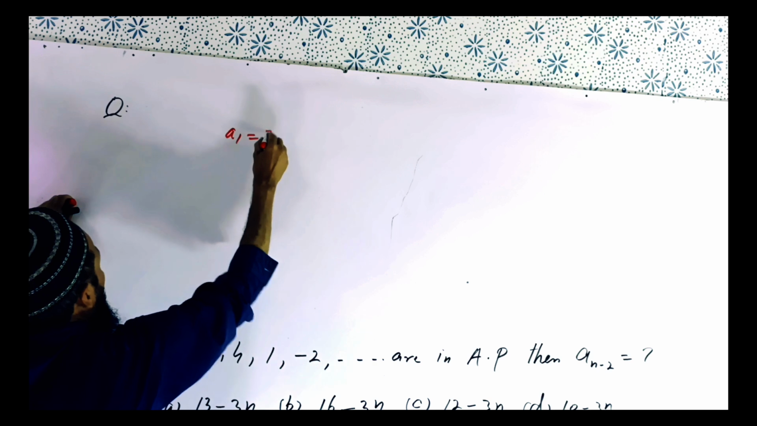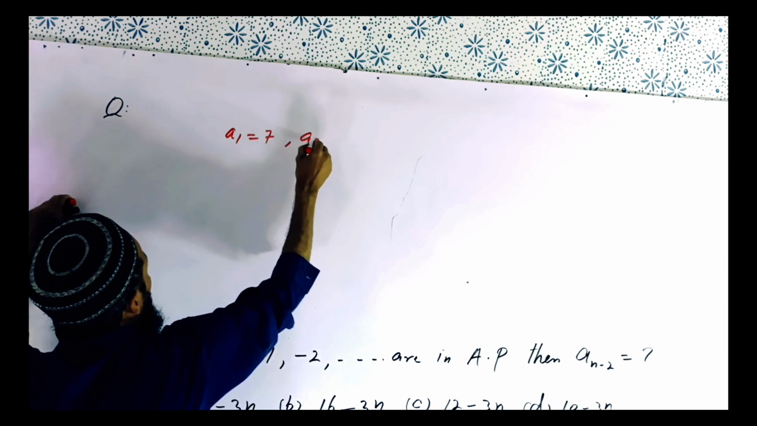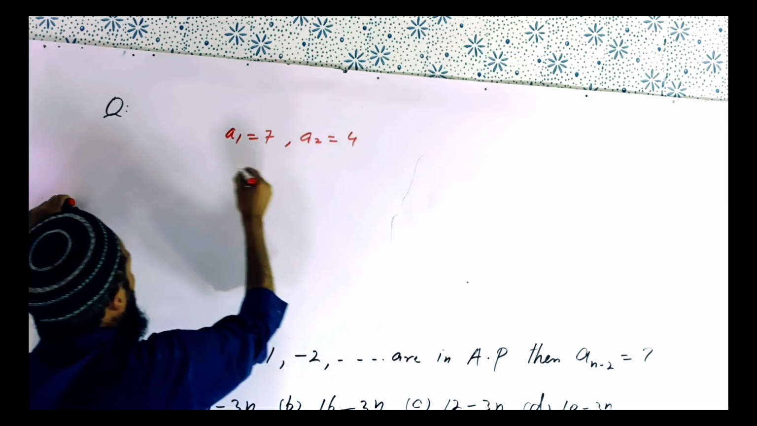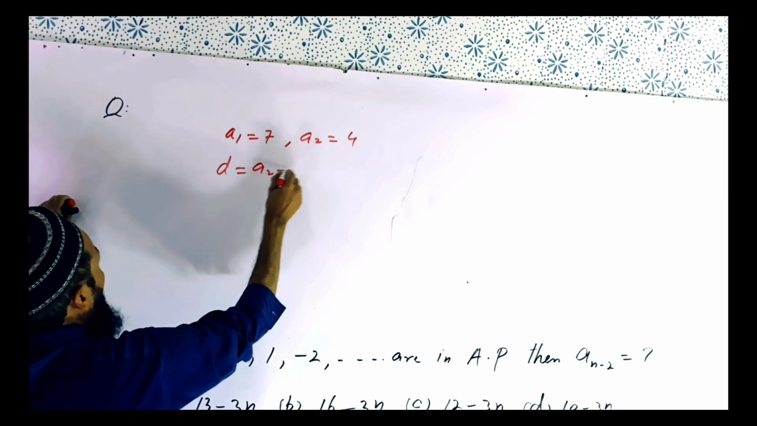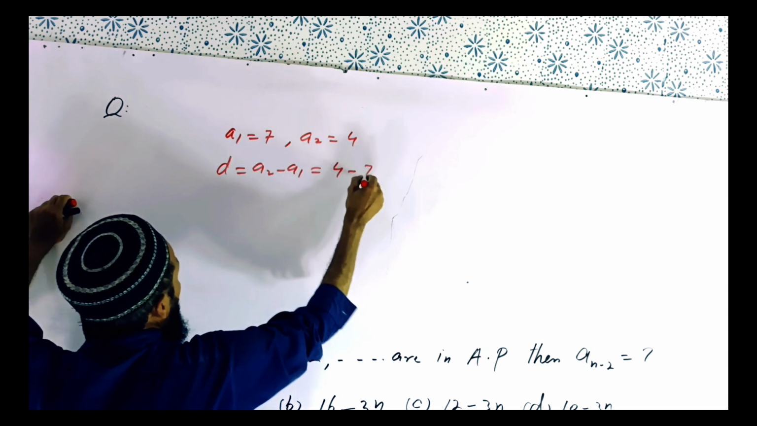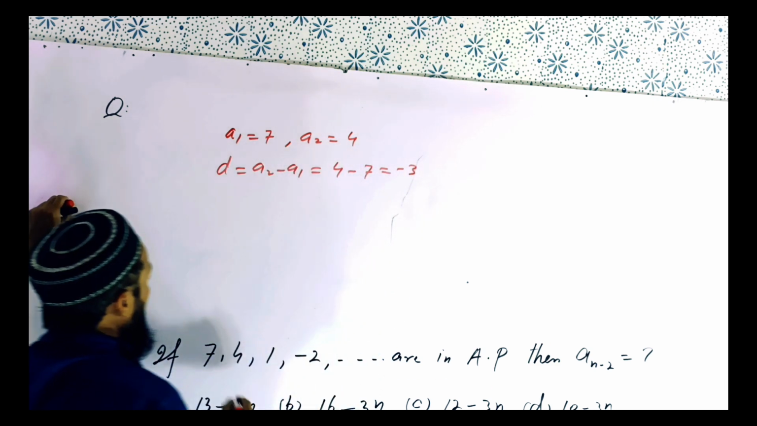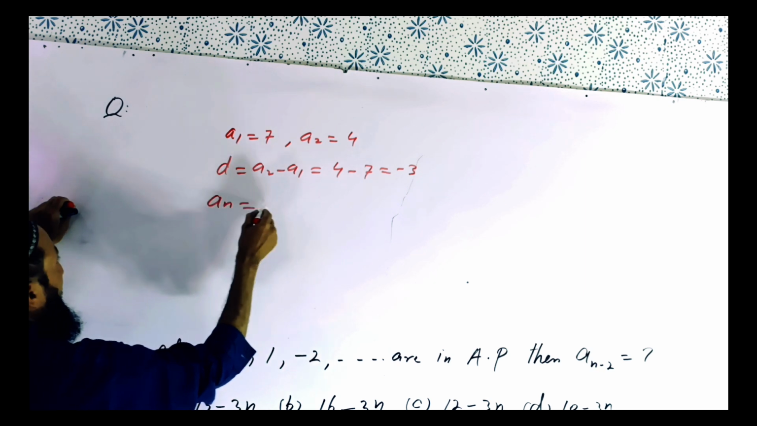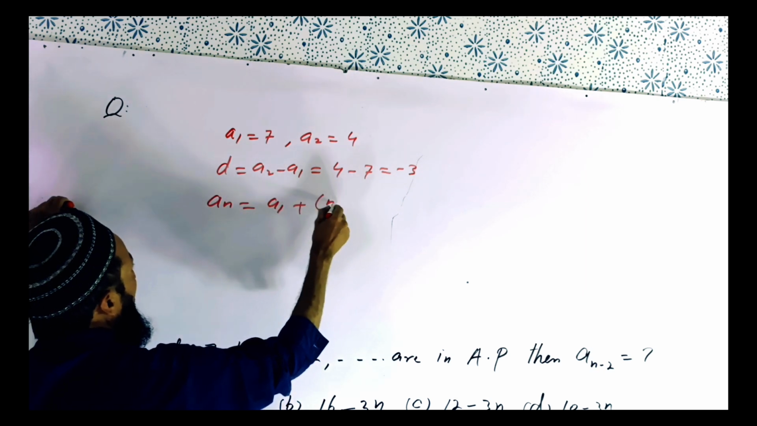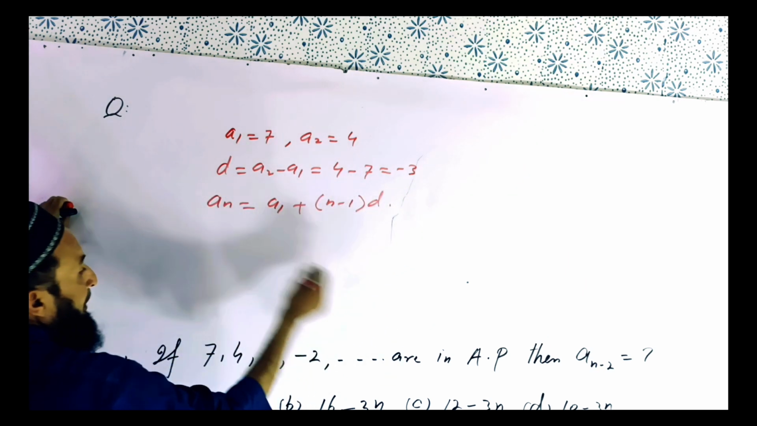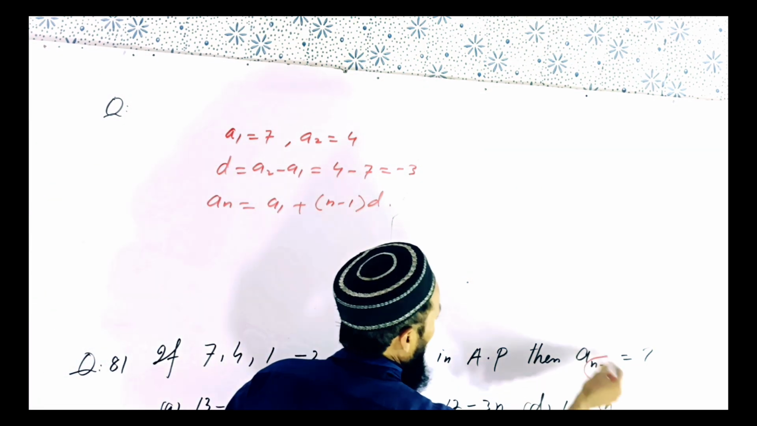The first value is 7 and the second value is 4. So for the common difference, we find second value minus first value: 4 minus 7, we get minus 3. So the general term, we know, is a1 plus n minus 1 d. Here, n minus 2 is required.